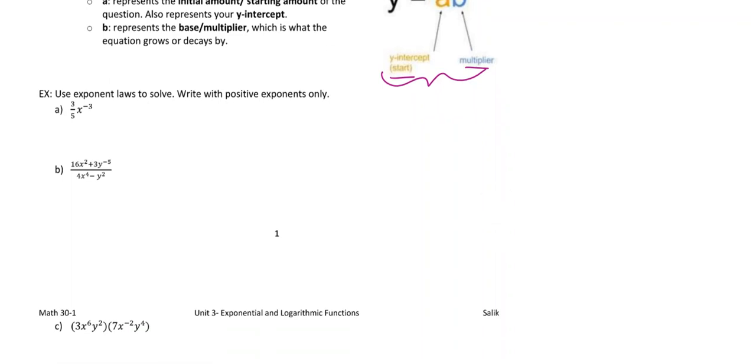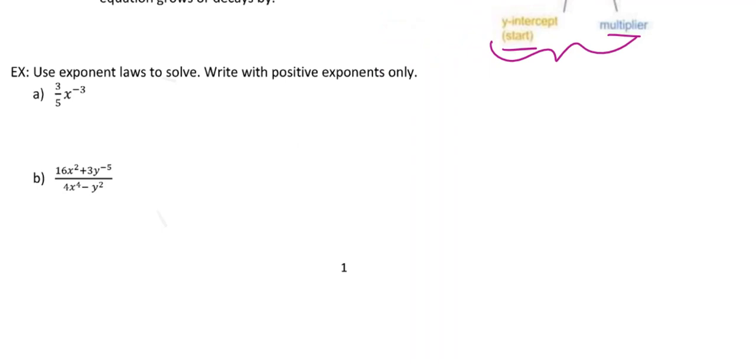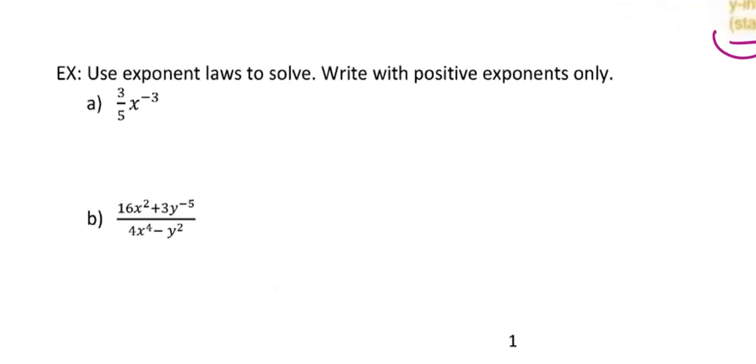Okay, just as a little bit of a review here, I'm going to do a couple of these. I won't do all of them. It says use exponent laws to solve this one. I shouldn't say solve. We should say simplify without negative exponents. So if I was writing this one out, 3 is on the top, 5 is still on the bottom, but this x to the negative 3, where's that going to put that x to the 3? Yeah, in the bottom, right? That's going to flip it down to the bottom.